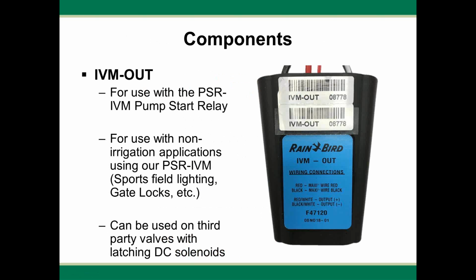This can also be used if you have third-party valves. So if you have a couple of valves that are not Rain Bird, they may be another manufacturer's, we have the opportunity to use the IVM out and work with those other valves as well. So we can retrofit to those other applications. In those instances, we would need to use a DC latching solenoid on those third-party valves. So you want to make sure you understand that when we connect up an IVM out, the output side that is connected to the solenoid valve of the other manufacturer, there must be a DC latching solenoid on that third-party valve.